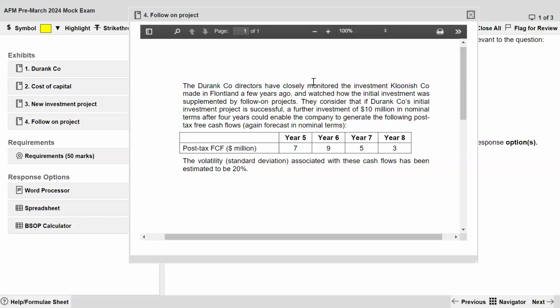The Durham company directors have closely monitored the investment Cloonish company made in Frontland a few years ago and watched how the initial investment was supplemented by follow-on projects. They consider that if Durham company's initial investment project is successful, a further investment of $10 million in nominal value terms after 4 years could enable the company to generate the following post-tax free cash flows. This is in terms of dollar million. The volatility associated with these cash flows has been estimated at so and so, so and so, so and so.